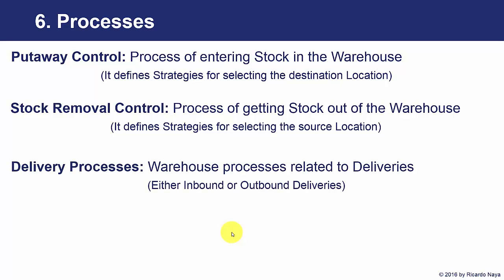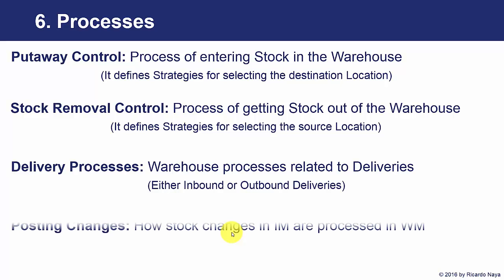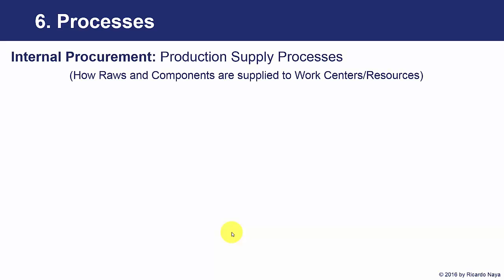We are going to have to relate our warehouse processes with delivery processes, either inbound or outbound deliveries. We are going to see how we can post changes that we make in our warehouse to our warehouse management system for dealing with them, like changing storage bins, or changing the storage types, or changing the structure of the warehouse. We are going to need to see how to supply components and raw materials to production.